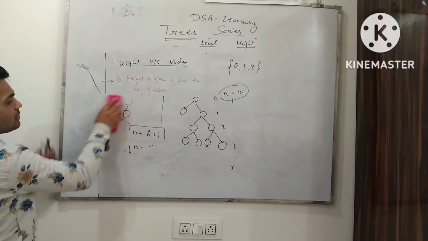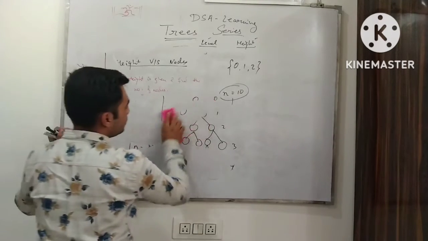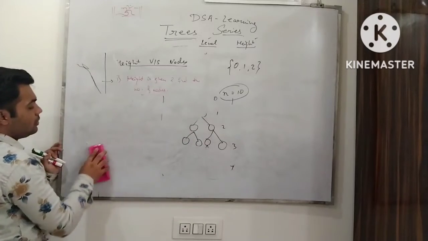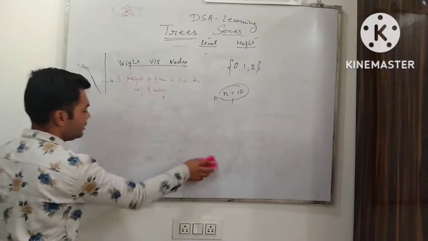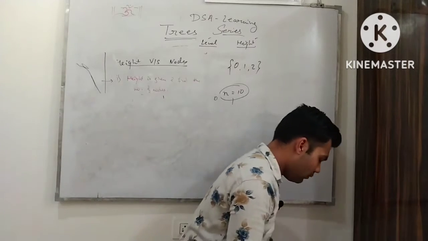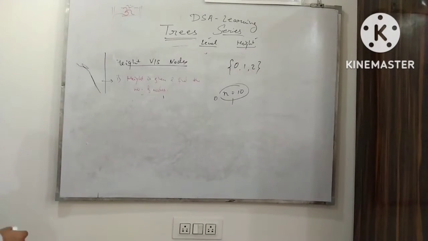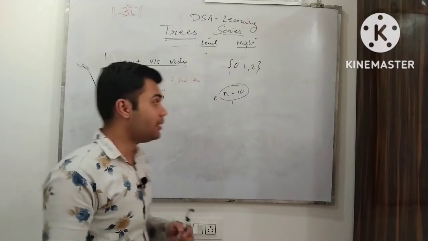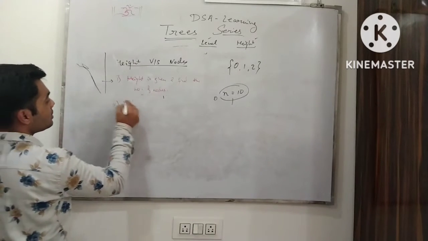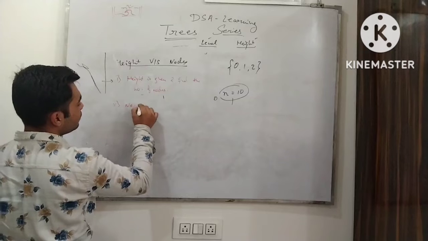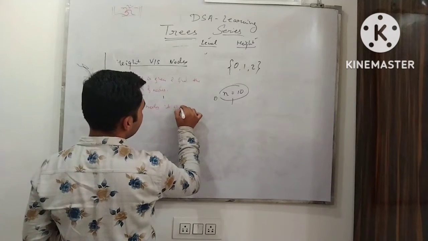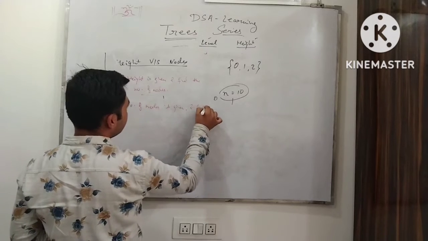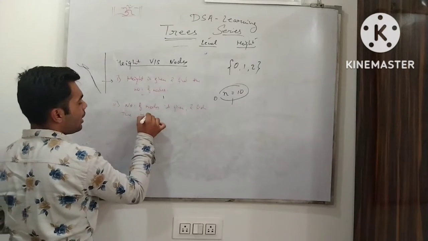This was our first case. I hope you have written it down. The next is the second case: the number of nodes is given and we have to find the height of the tree.